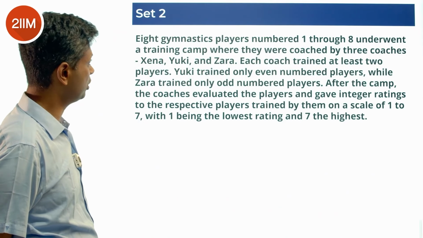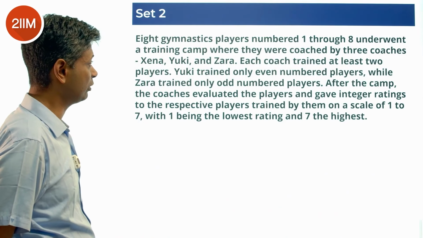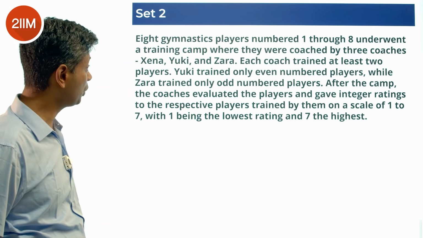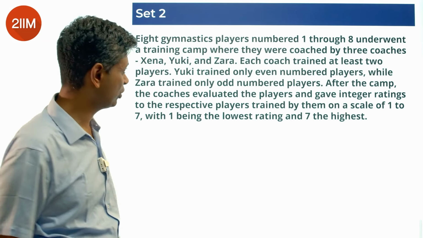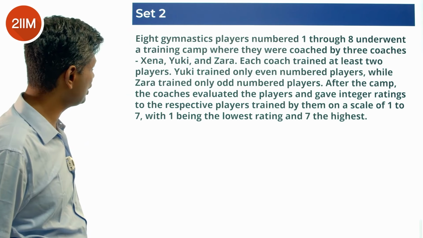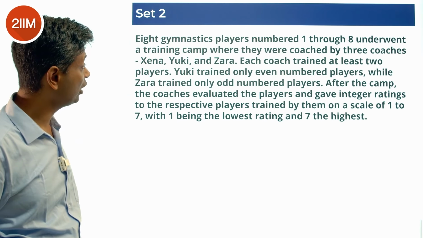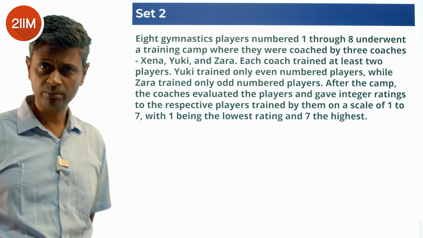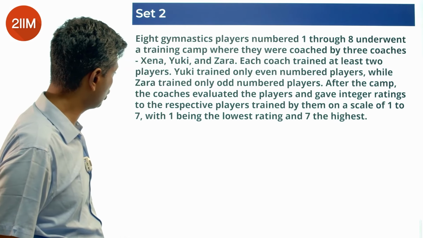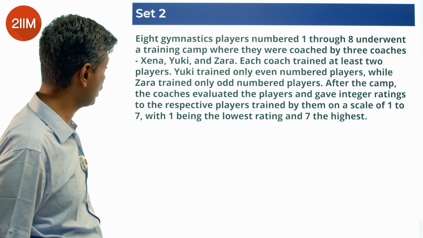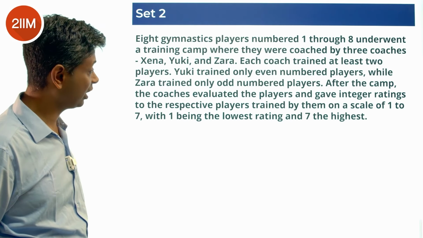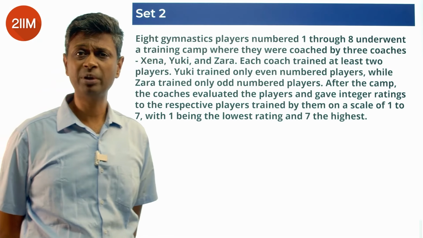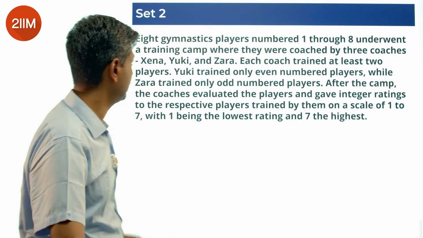Eight gymnastics players numbered 1 through 8 underwent a training camp where they were coached by 3 coaches, Xena, Yuki and Zara, X, Y and Z. Nice. Each coach trained at least 2 players. Yuki trained only even numbered players, while Zara trained only odd numbered players. After the camp, the coaches evaluated the players and gave integer ratings to the respective players trained by them on a scale of 1 to 7, with 1 being the lowest and 7 being the highest. Nice.